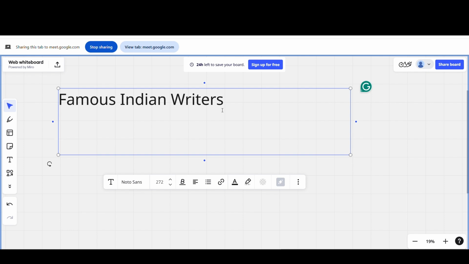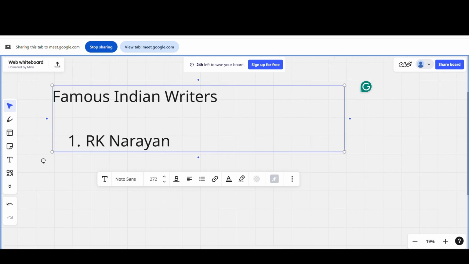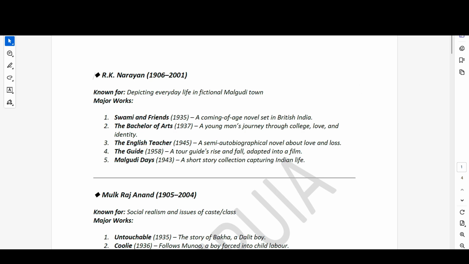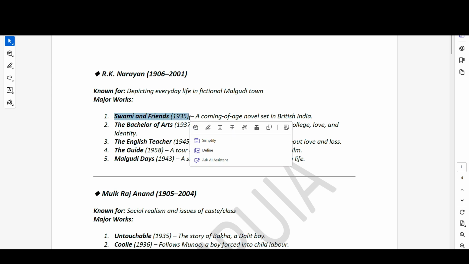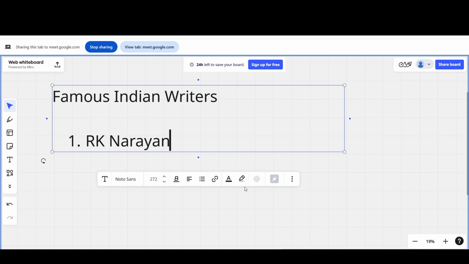You can jot this down. The first author we'll do is R.K. Narayan. UGC loves Indian writing, so we can't skip this, of course. R.K. Narayan is the first. I'll write down his works and you just memorize them. I'll write his 5 famous works.